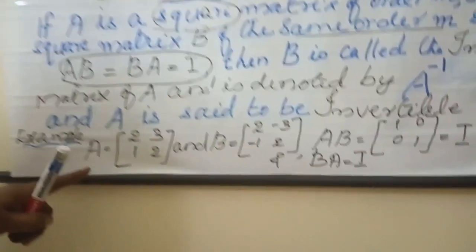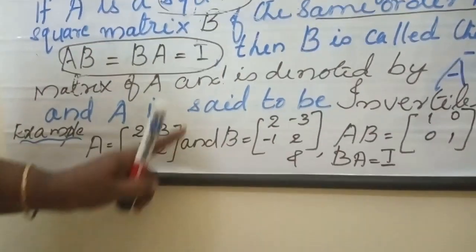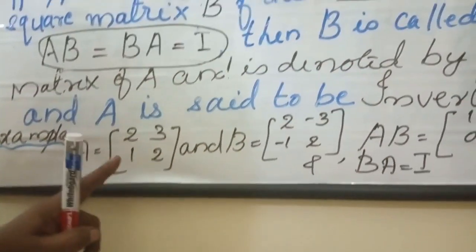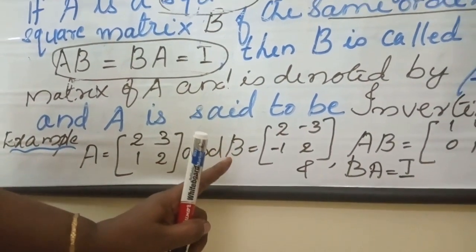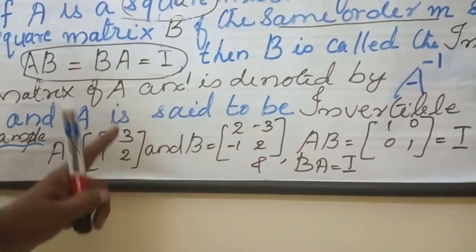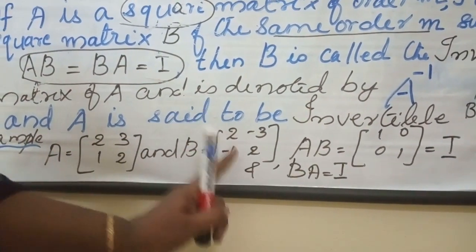For example, I consider a simple example here. A is equal to a square matrix of order 2, you can say 2 by 2: 2, 3, 1, 2. And B is equal to another square matrix: 2, minus 3, minus 1, 2. Both are of the same order.